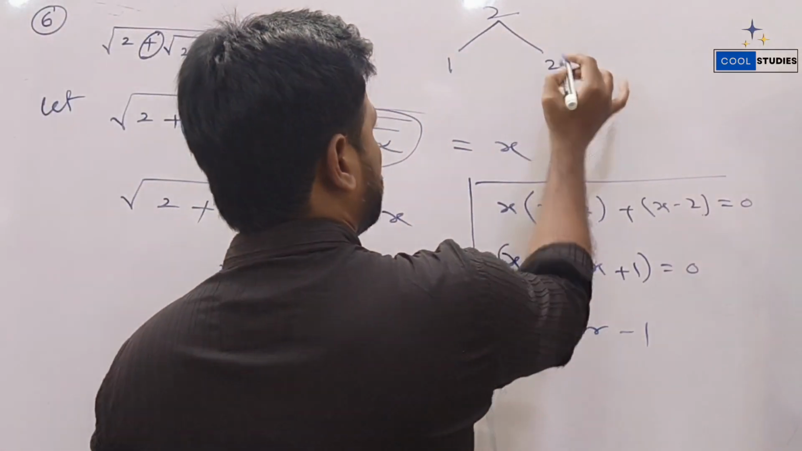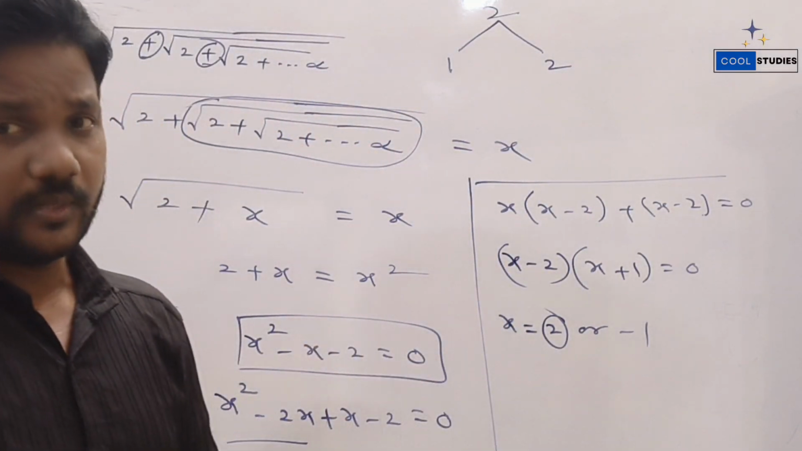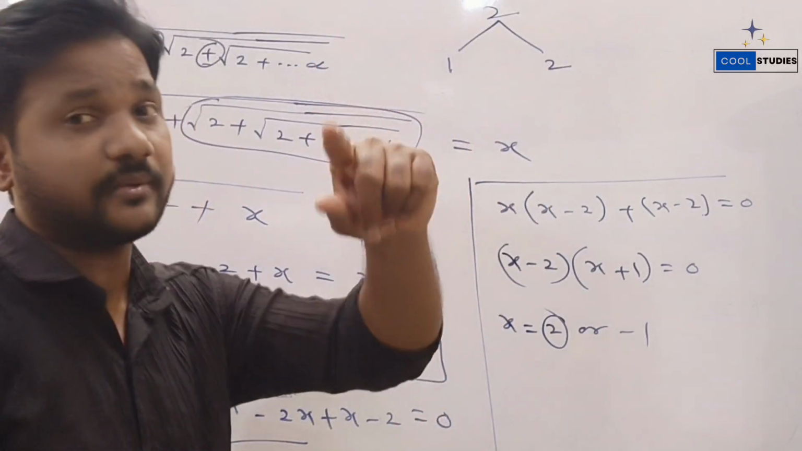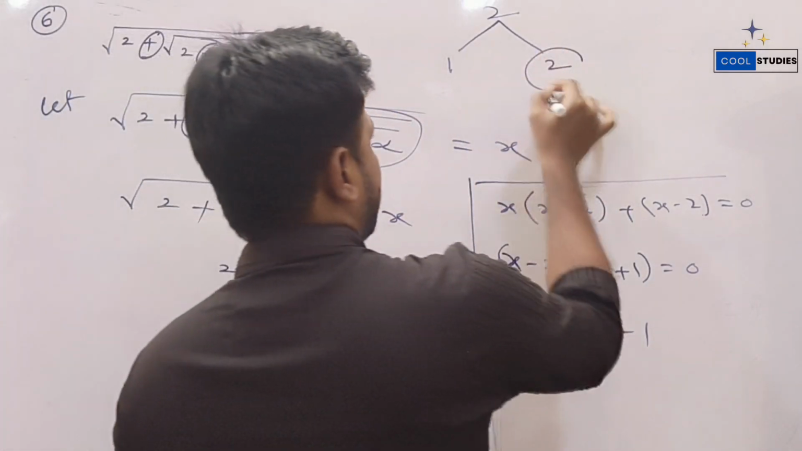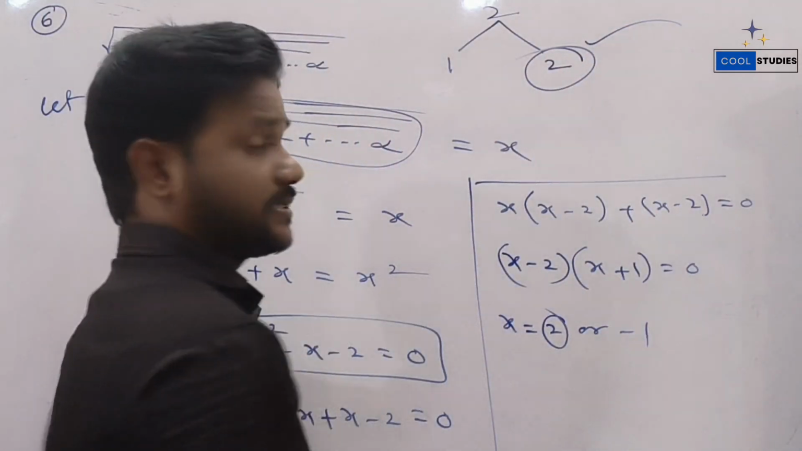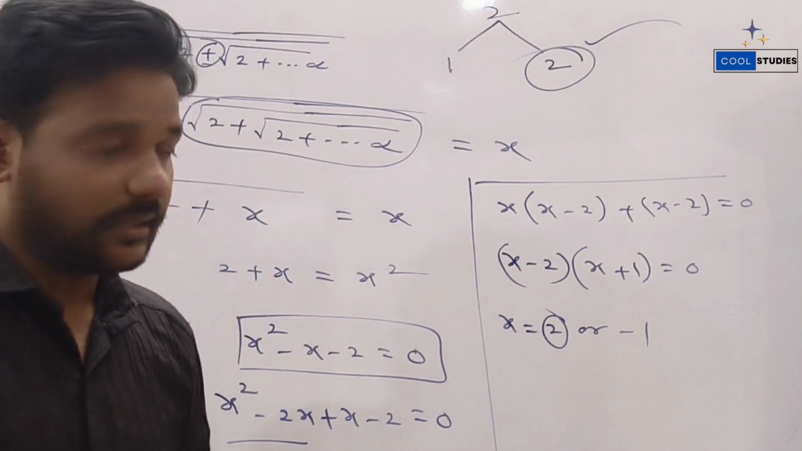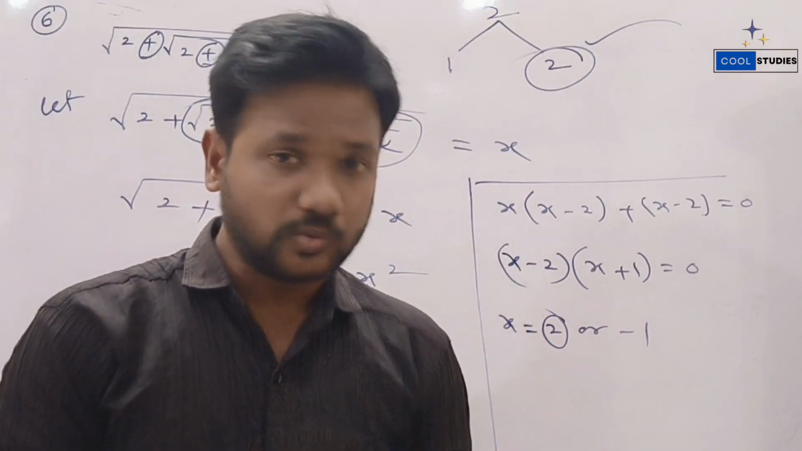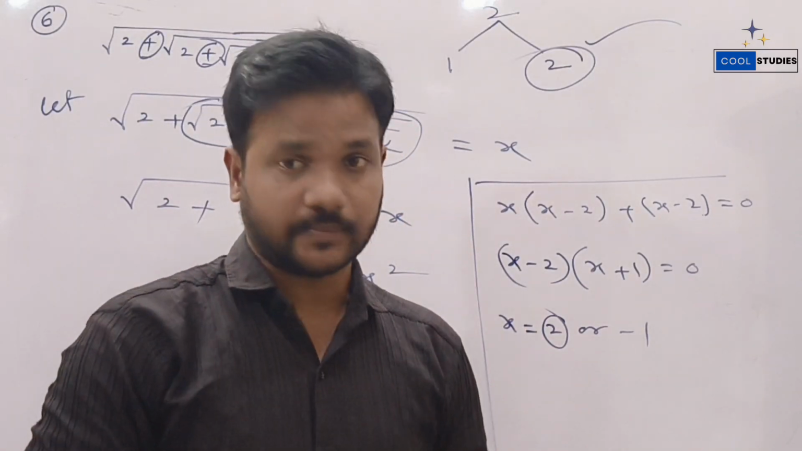So what can we write? 1 into 2. These are the two numbers. Now check which number is the highest among them. 2 is the highest. So the answer is 2. I hope you understand that. Still, if you have any doubt on this type of questions, express your doubts in the comment box.